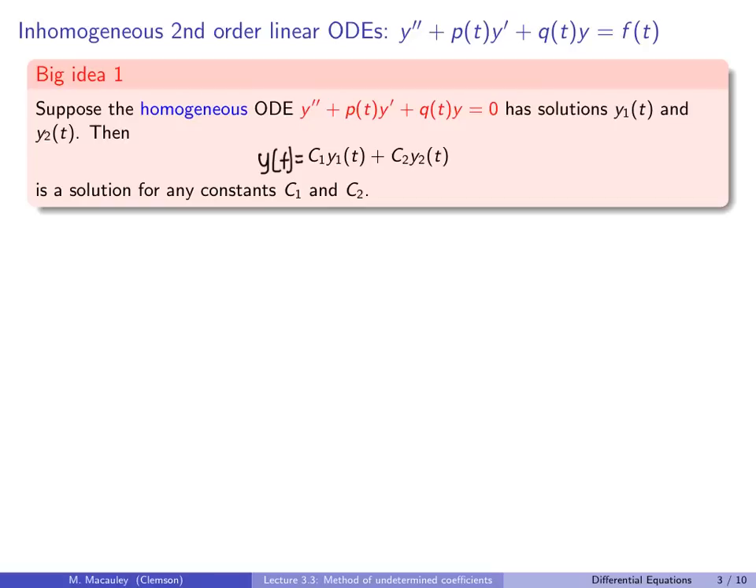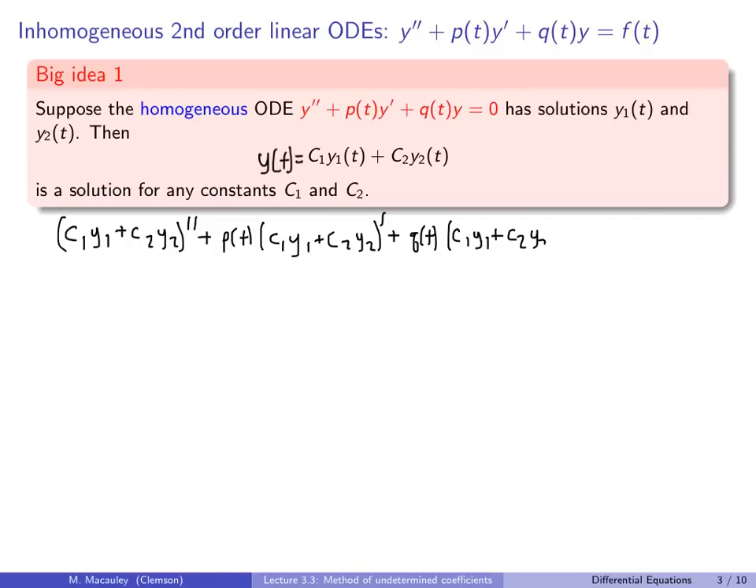So the second derivative is (c1 y1 plus c2 y2) double prime, plus p of t times the first derivative, (c1 y1 plus c2 y2) prime, plus q of t times, oh, I forgot my derivative right there, q of t times (c1 y1 plus c2 y2). So we have to show that this is 0. So how do we do that?